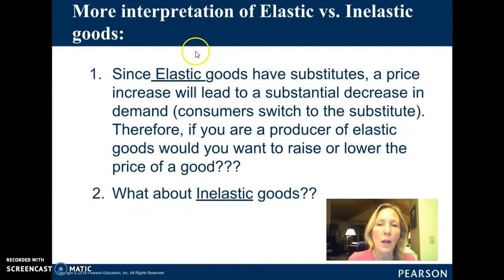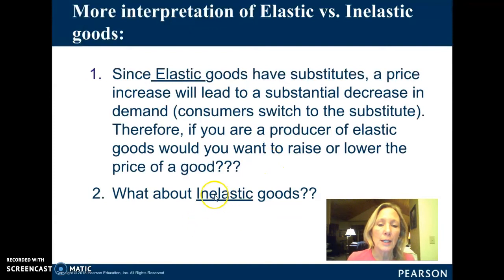Okay, a little bit more interpretation. Since elastic goods have substitutes, already kind of covered this, a price increase will lead to a substantial decrease in demand. Consumers switch to substitutes. Therefore, if you're a producer of elastic goods, would you want to raise or lower the price? If goods are elastic, that means they have substitutes. So you would want to lower the price, because if you lower the price, consumers are going to buy more of it. So for elastic goods, you would lower the price.